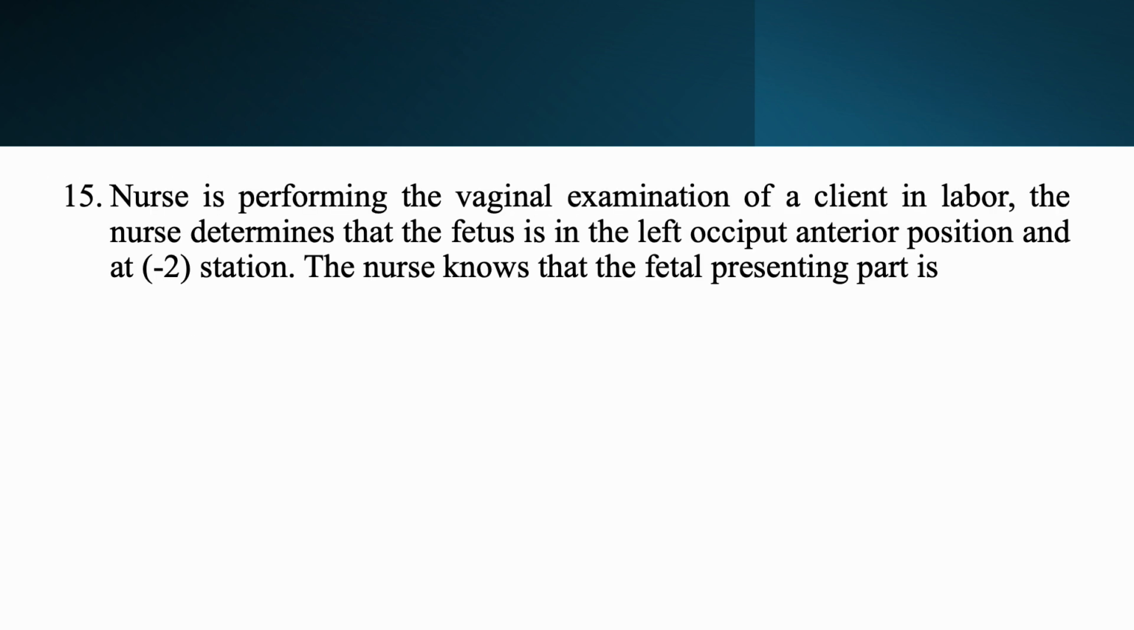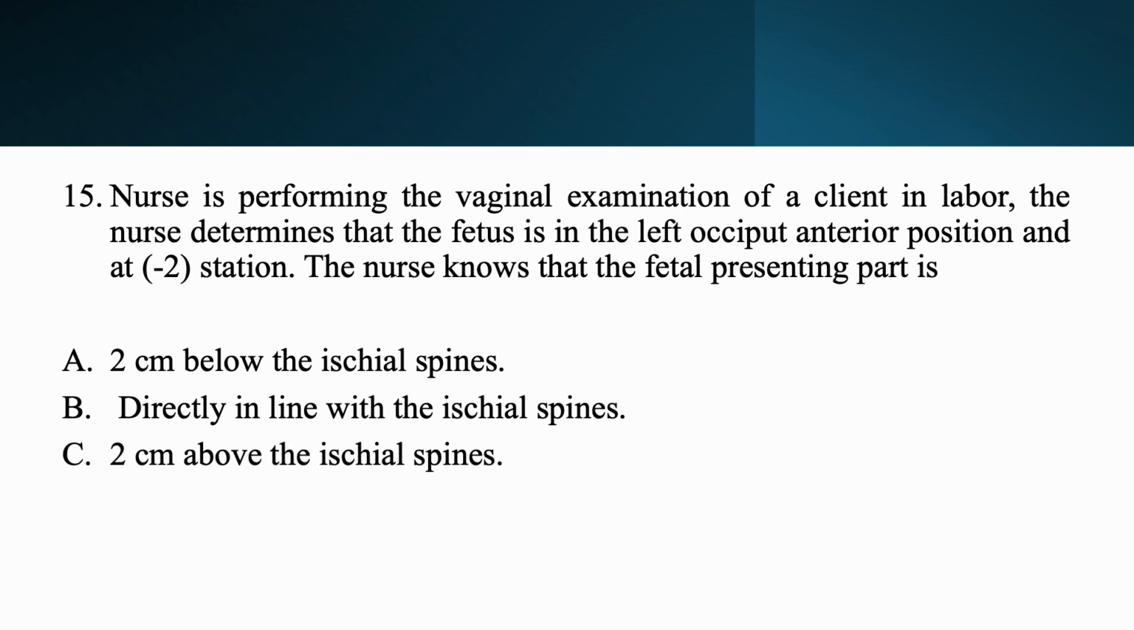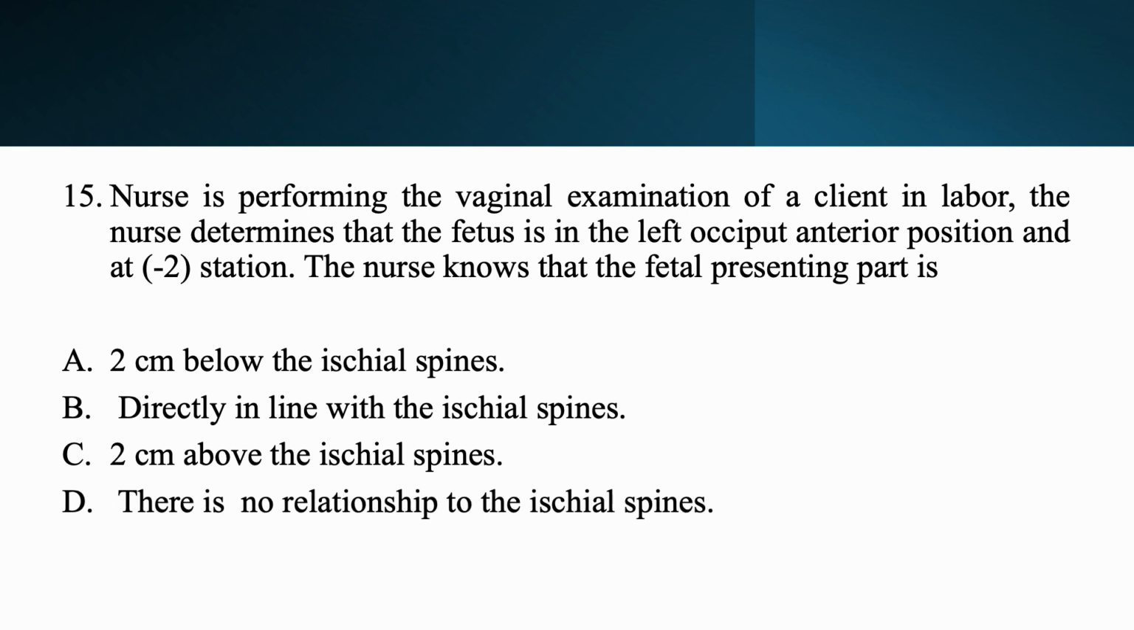Question number 15. A nurse is performing the vaginal examination of a client in labor. The nurse determines that the fetus is in the left occiput anterior position and at -2 station. The nurse knows that the fetal presenting part is option A, 2 centimeters below the ischial spines. Option B, directly in line with the ischial spines. Option C, 2 centimeters above the ischial spines. Option D, there is no relationship to the ischial spines.